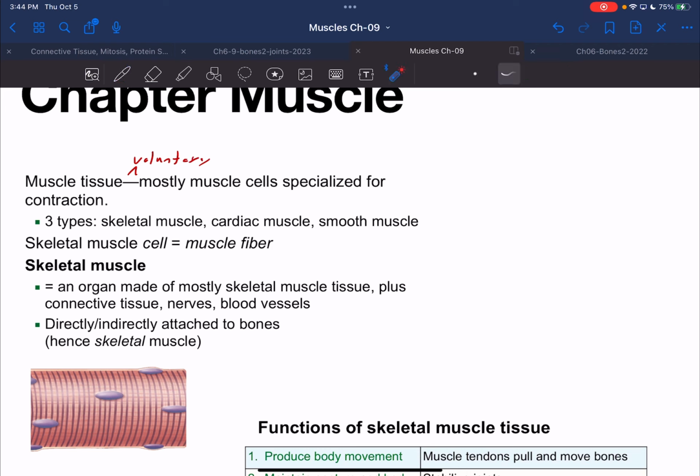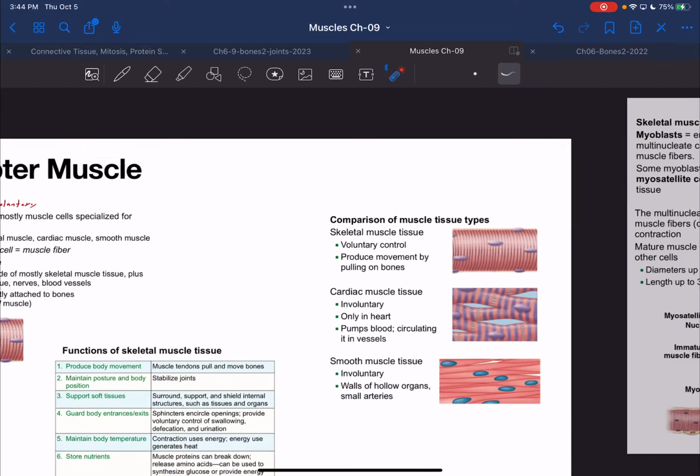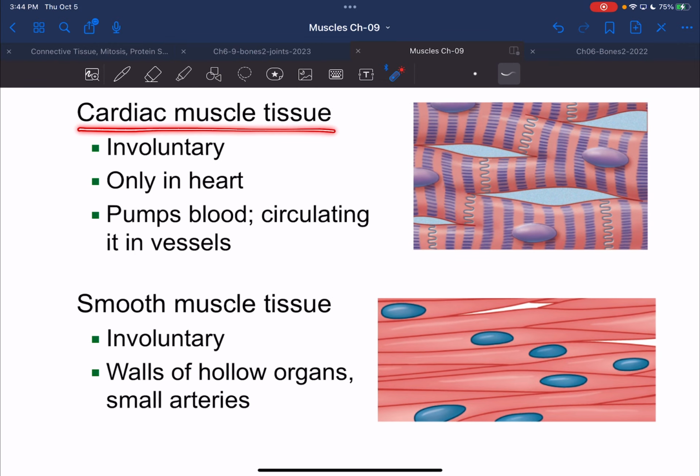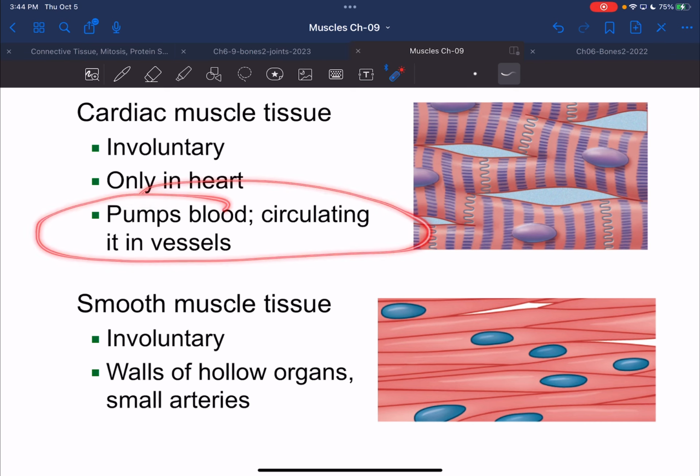Voluntary. And the word contraction means, again, to squeeze. It is the action of it. I'll give you more illustrations of that in the lab. And when we get to the 3 types, you know them all: skeletal, cardiac, smooth. Let's start off with the ones that we don't care about too much for this chapter. Cardiac muscle tissue, we already know everything. It's involuntary, found only in the heart. We know what the heart does. It circulates blood through the blood vessels.